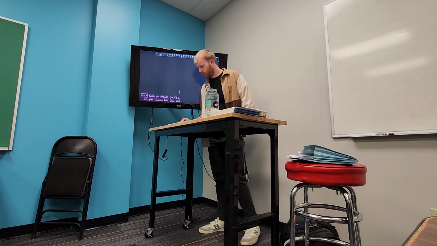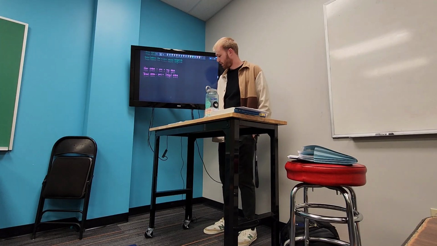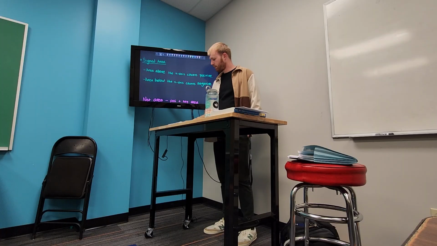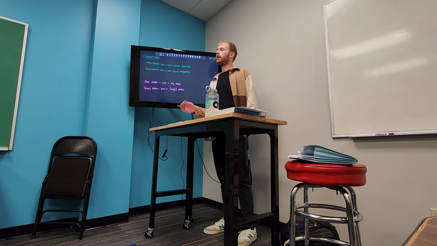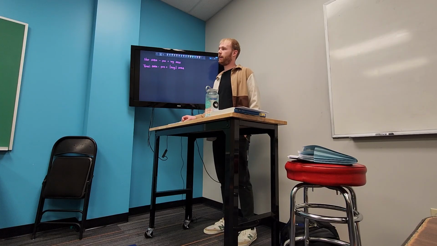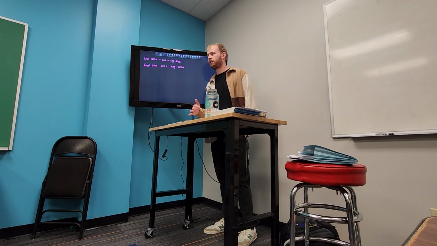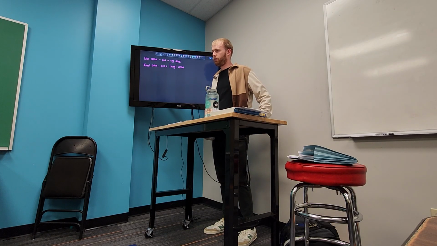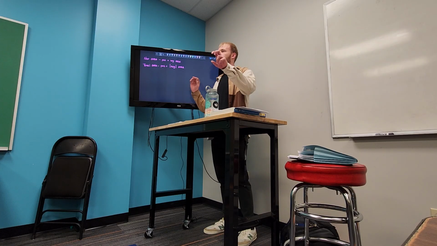All right, quick review from Wednesday. Talk about signed area. Area above the x-axis counts as positive, and area below the x-axis counts as negative. Good, and then what's the difference between net area and total area?